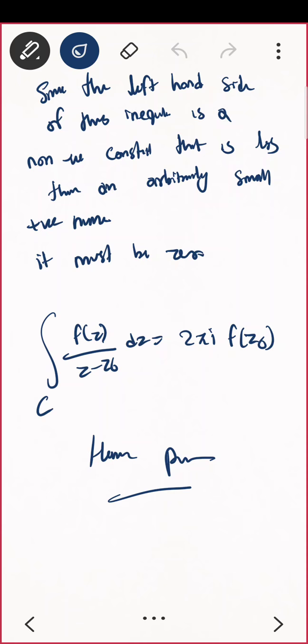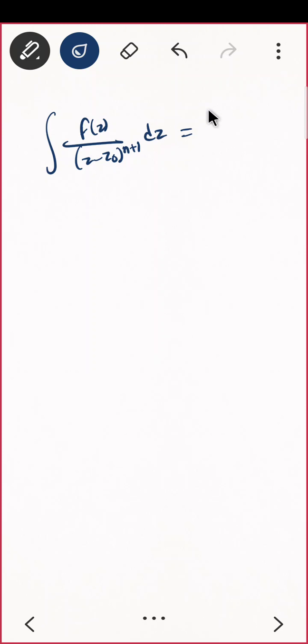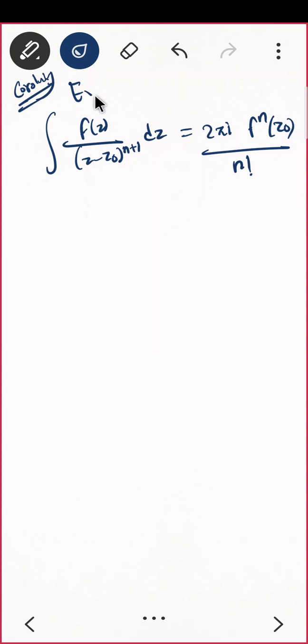Now to prove the extension of Cauchy integral. What is the extension of Cauchy integral? That is the integral of f of z upon z minus z naught raised to n plus 1 dz, that is equal to 2 pi i times the nth derivative of f at z naught upon n factorial, that is the extension. You can write corollary, extension of Cauchy integral, correct? So let us do it for n equal to, that is for this.